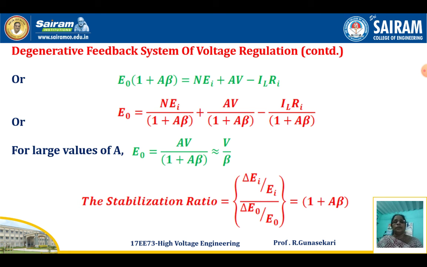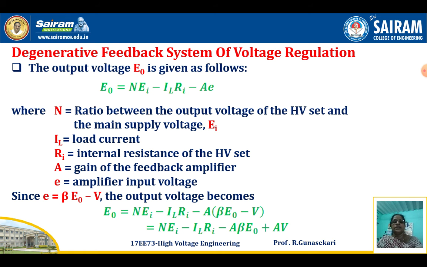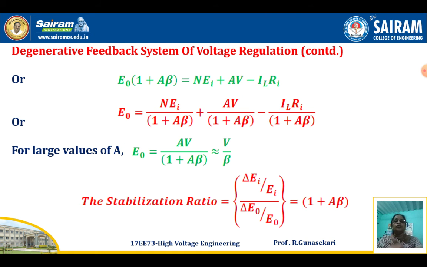Now take the common E0 terms. In the previous equation, the minus A beta E0 comes to the left hand side. So you take E0 outside: E0 times 1 plus A beta is equal to N EI plus AV minus IL Ri. Now the output voltage E0 equals N EI divided by 1 plus A beta, plus AV divided by 1 plus A beta, minus IL Ri divided by 1 plus A beta.